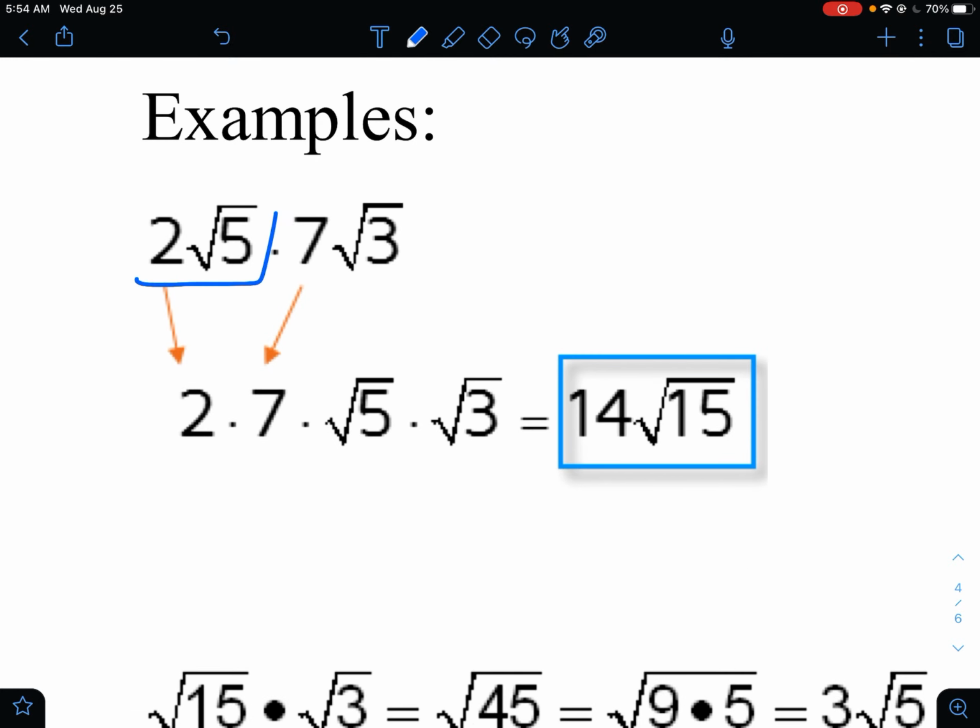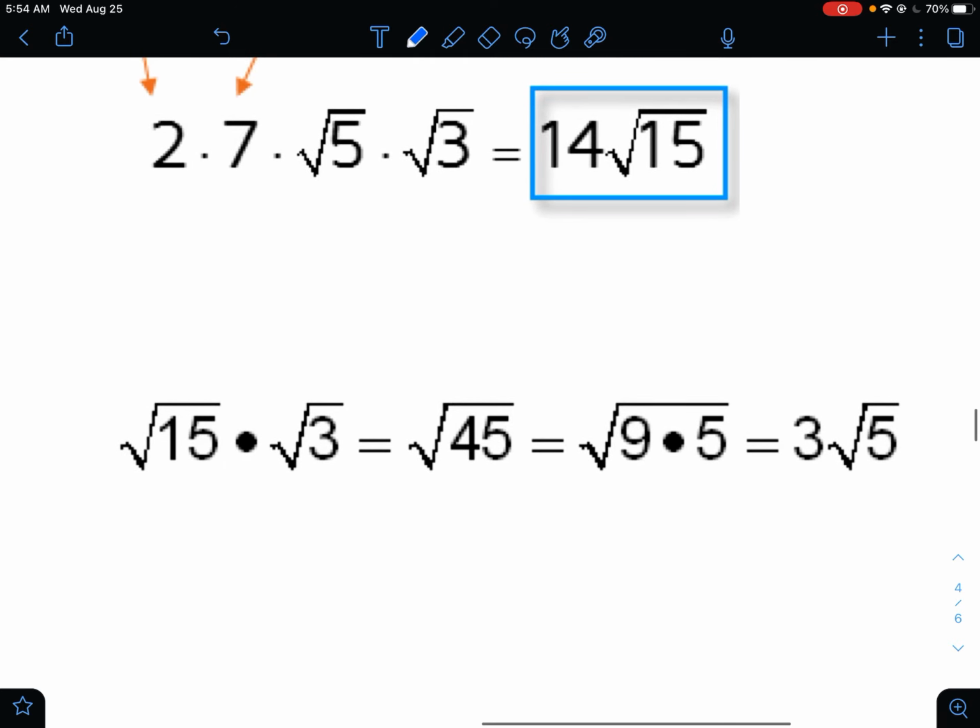So if you have 2 root 5 and 7 root 3 multiplying, again, the 2 and the 7 multiply together, and the 5 and the 3 multiply together to make 15. And so now we got 14 root 15. 15 does not simplify more because it's just 5 and 3, neither of which has a pair, and so it just stays as root 15.